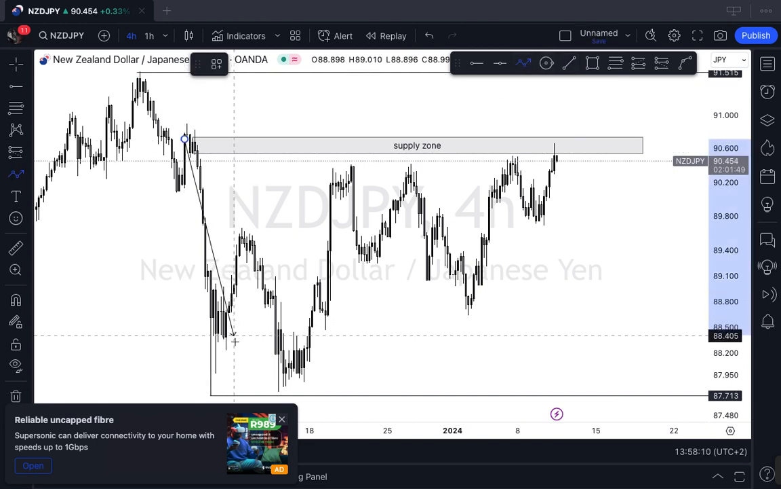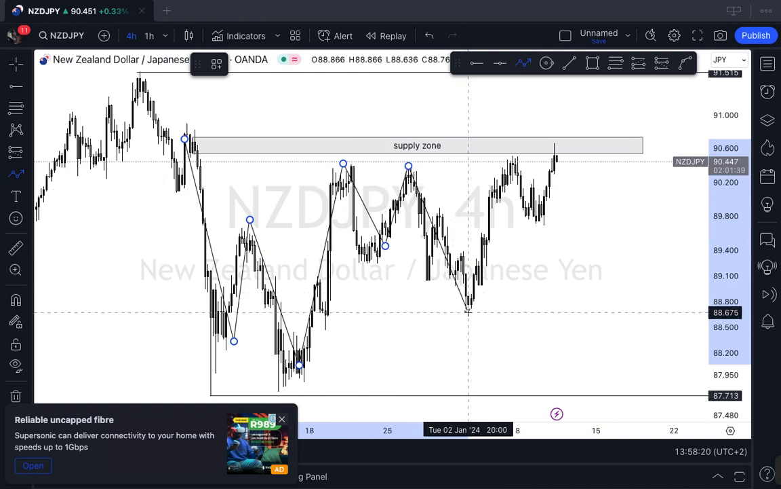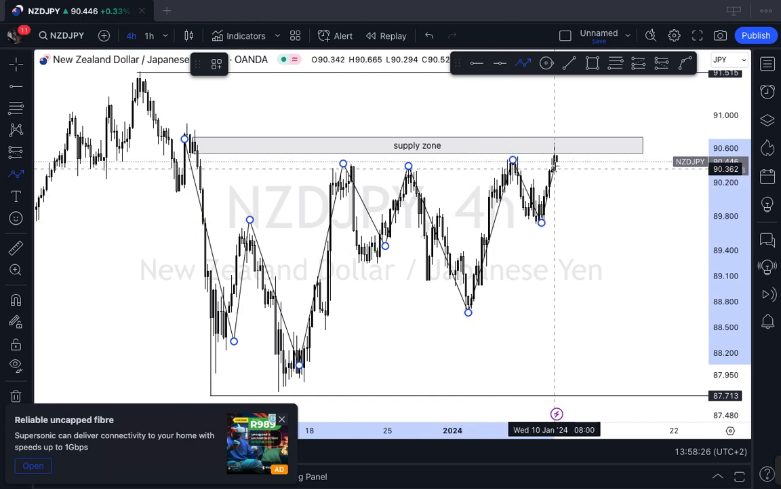It went down and then it started ranging right below the supply zone. It started ranging below the supply zone, creating inducement and a lot of liquidity. And then after that, it went back, it mitigated the supply zone.